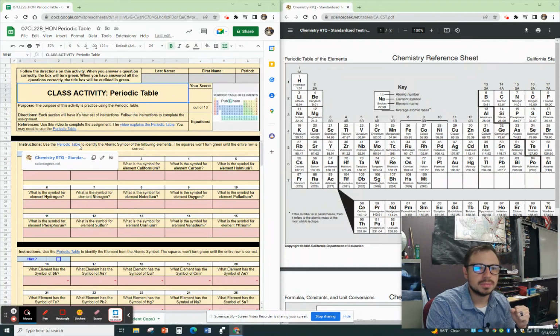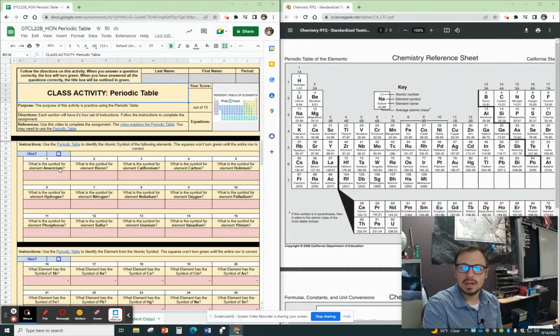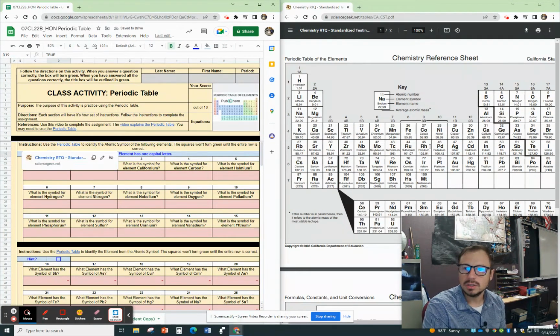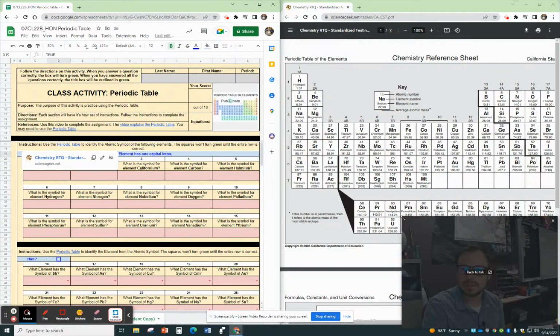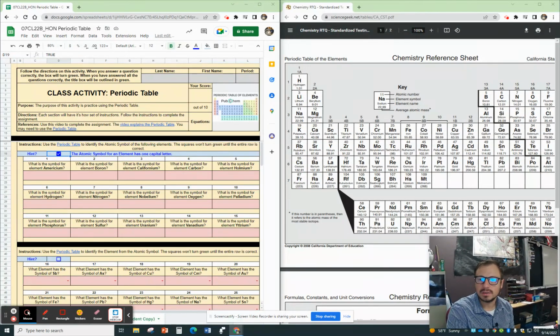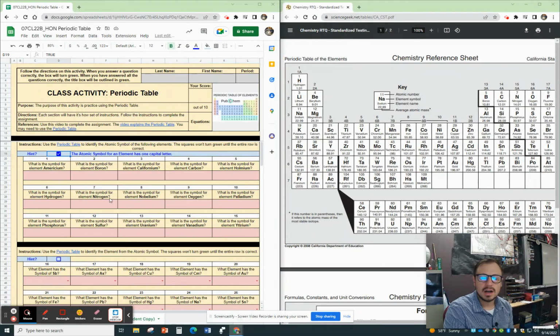It says, use the periodic table to identify the atomic symbol of the following elements. The squares won't turn green until the entire row is correct. What we're doing is we can look and see here the atomic symbol for an element has one capital letter. So these are the letters on the periodic table. I'll shrink this so we can see all of them. And you can see here, let's do an easy one.